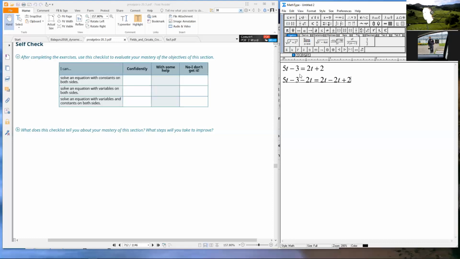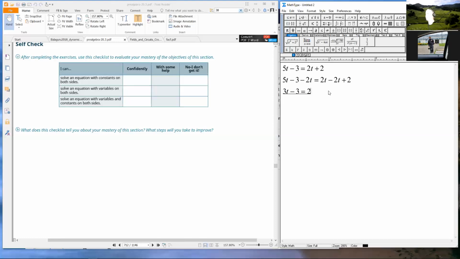So I'm going to subtract minus 2t from here, and I'm going to subtract 2t from here, and I'm going to subtract 2t from here. And that changes this equation now into 3t minus 3 is equal to 2, right? Because the 2t went away from here, and I'm just left with 2, right? So all you're doing is you're combining t's onto one side of the equation.